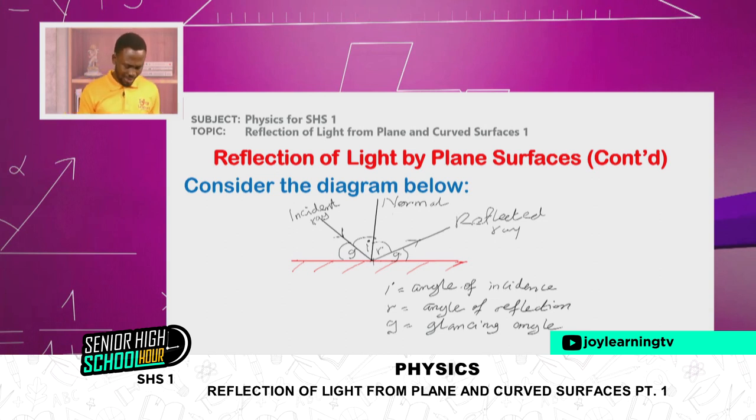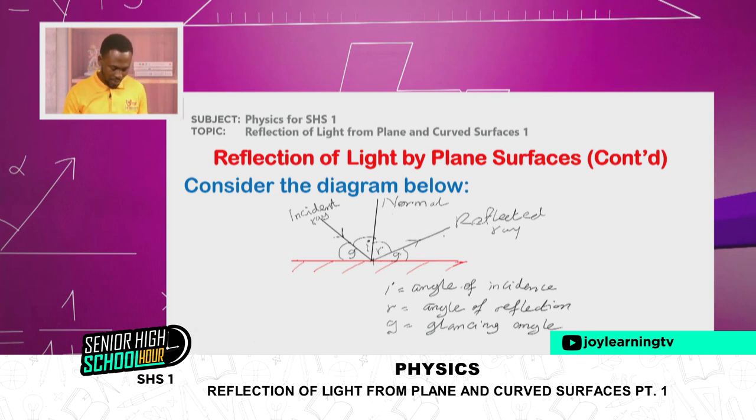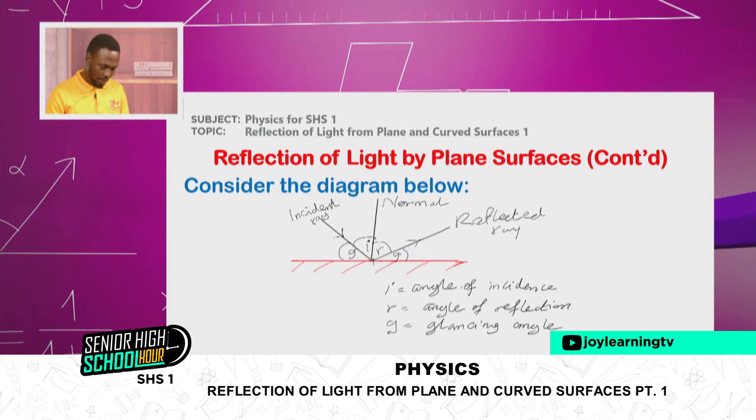Assuming the incident ray could pass through the mirror surface. It's just an assumption. If it could pass through the mirror surface, then it could come maybe through like this. So this is the incident ray, and we are assuming if it could pass through the surface, then it will not just end here, it will follow through like that, which is not the case.